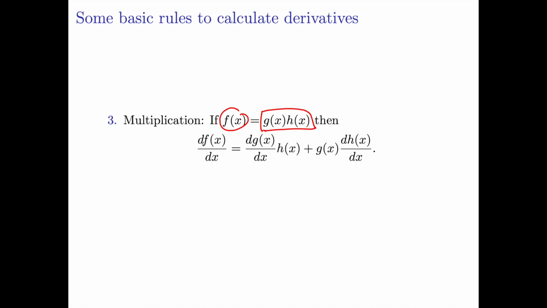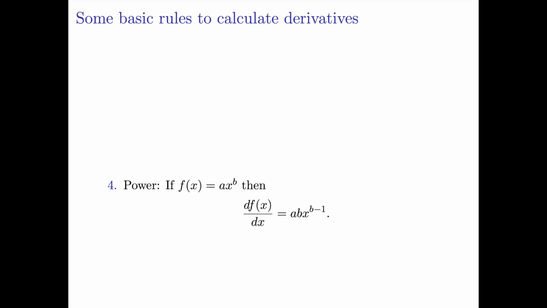What if f is the product of g and h? So for every x, f of x is g of x times h of x. In that case, you're going to follow the multiplication rule. The derivative of f at x is the derivative of g times h plus the derivative of h times g.